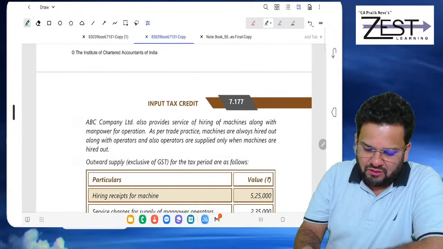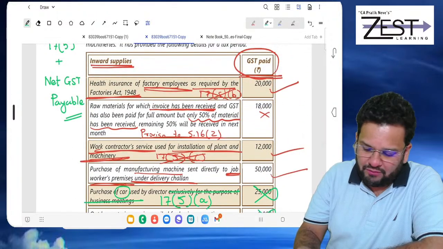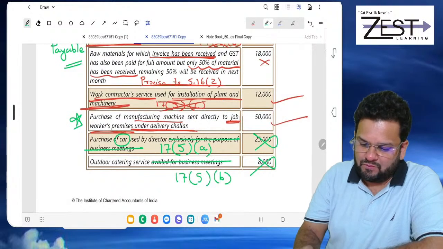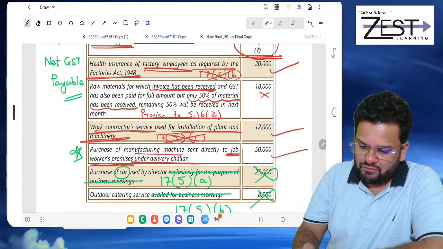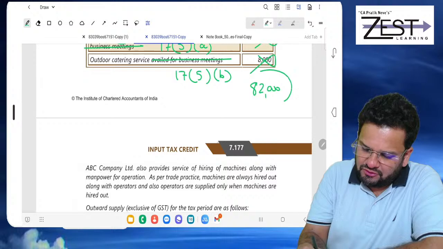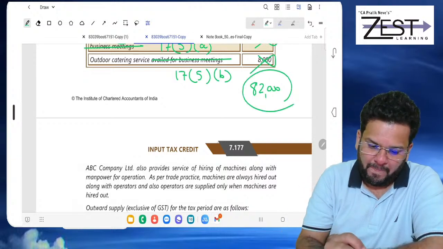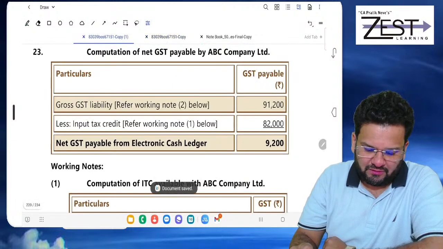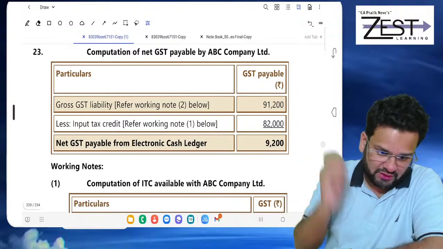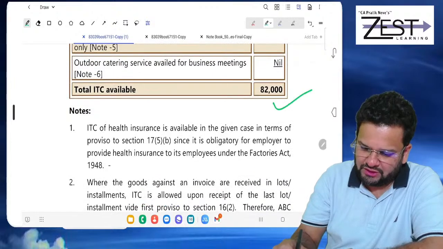So friends, what is the total ITC available? Ashima, you have not replied whether you have got this point. So are you getting 82,000, friends, as the total ITC admissible? Check whether you are getting 82,000. The answer is absolutely correct, 82,000.